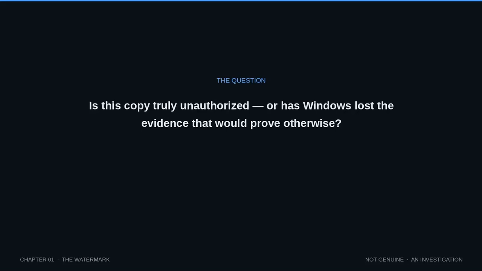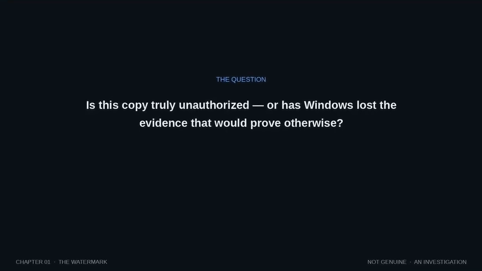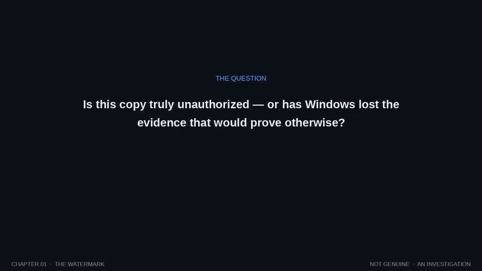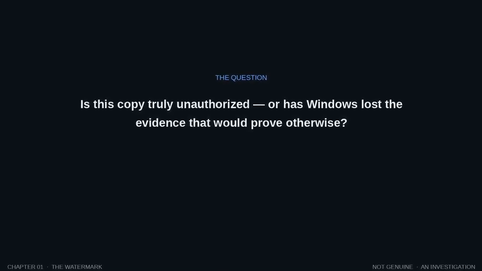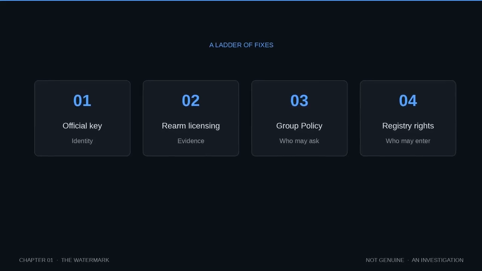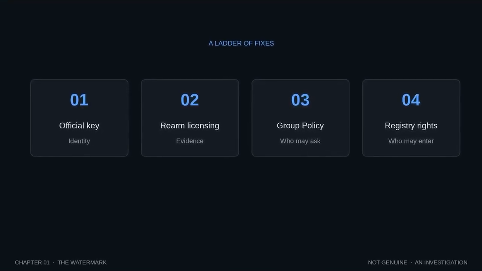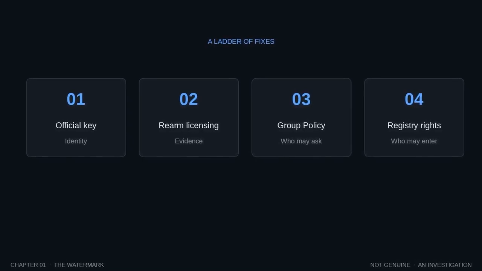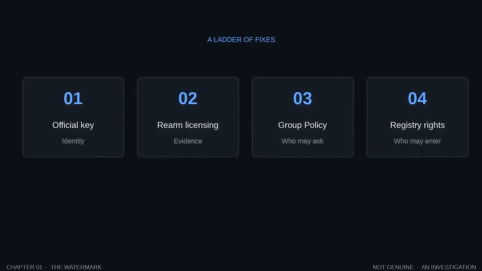Here is the stakes of that moment. Windows is not only software on a drive, it is a relationship between a license, a machine identity, and a set of internal records that prove the two still belong together. When that relationship breaks, the operating system does not always know whether you are a pirate or whether the proof simply went missing. So the question is not only how to make the watermark go away, it is sharper than that. Is this copy truly unauthorized, or has Windows lost the evidence that would prove otherwise?